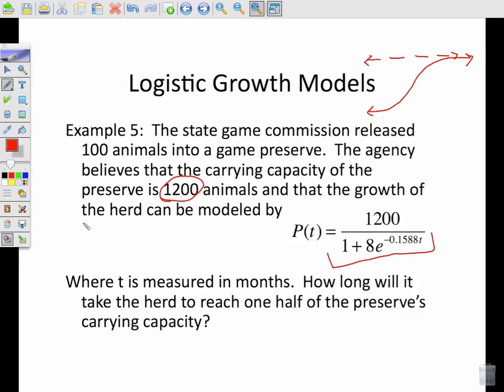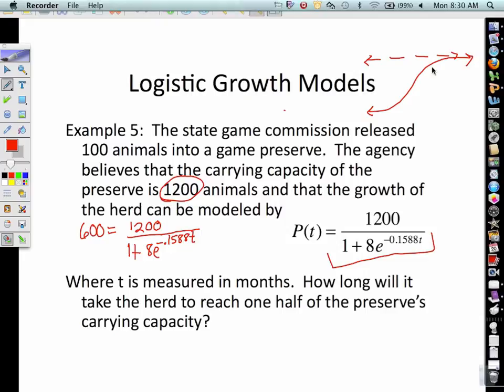Here's our model, and what we need to predict is how long will it take to reach half of the capacity. Half of the capacity would be 600. So when does 600 equal 1,200 over this model of 1 plus 8 e to the negative 0.1588t. I would recommend that you pause this video at this point in time and try to solve this on your own algebraically.